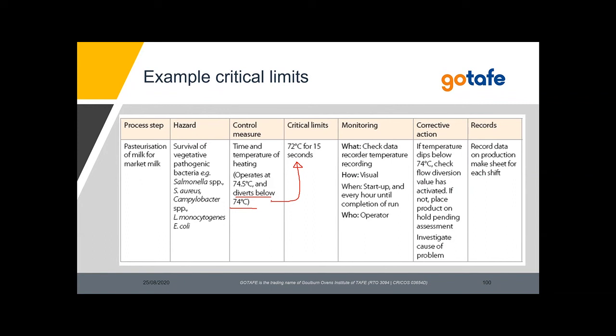And you have the critical control limit of 72 degrees for 15 seconds, and you monitor it there. You check the data of the temperature recordings. Of course, it's going to record the time straight away on your computer, on your system. And also, at startup and every hour until completion of the run, you check that.